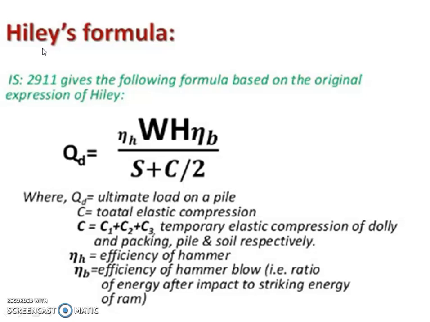Next formula is Hiley's formula, where QD is the ultimate load on a pile, eta H is the efficiency of the hammer, W is the weight, eta B is the efficiency of hammer blow, it is the ratio of energy after impact to striking energy of ram. C is the sum of C1 plus C2 plus C3, that is temporary elastic compression of dolly and packing, pile and soil respectively.